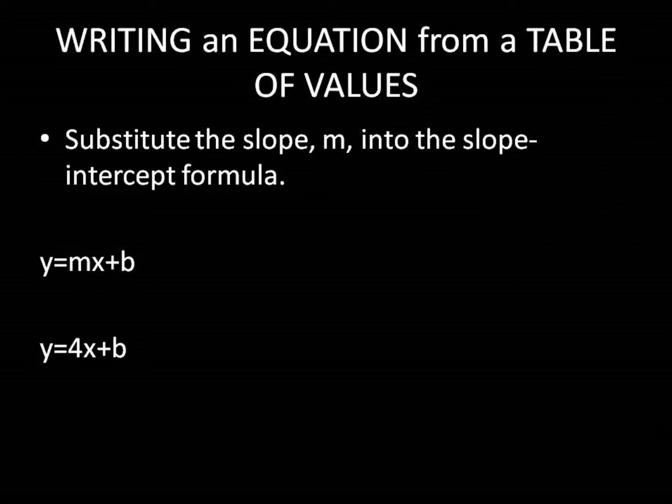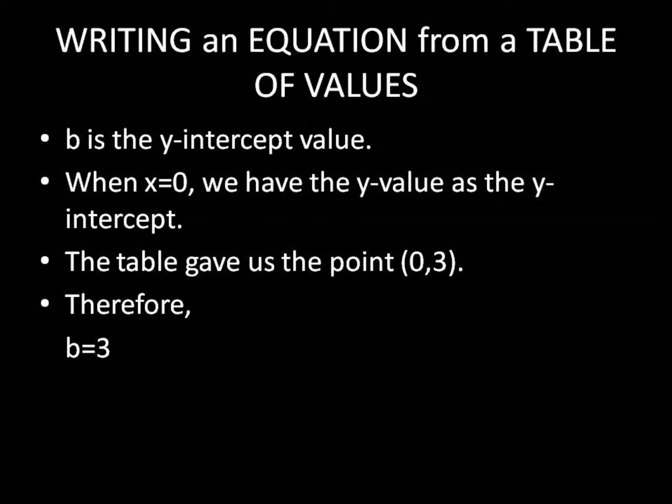We then use our slope-intercept formula, y equals mx plus b. So therefore we have a slope of m which plugs into y equals 4x plus b. We need to find b now. B is the y-intercept value. When x equals 0, we will have b. We were given (0, 3), so therefore our intercept is b. b equals 3. We will take b equals 3 and then plug that back into our formula. We had y equals 4x plus b, so now y will equal 4x plus 3.